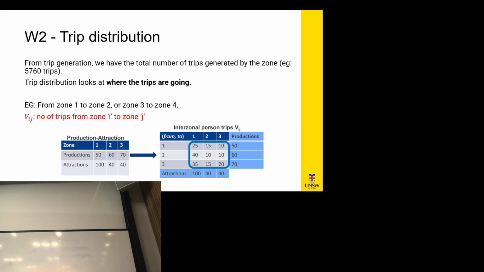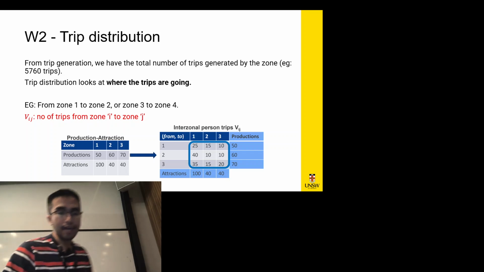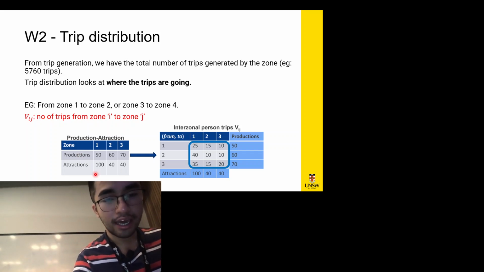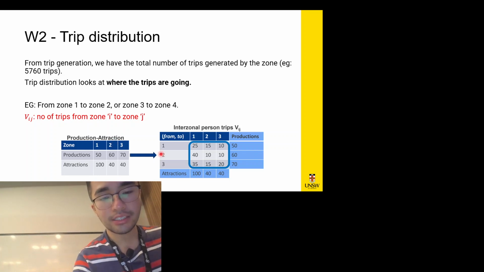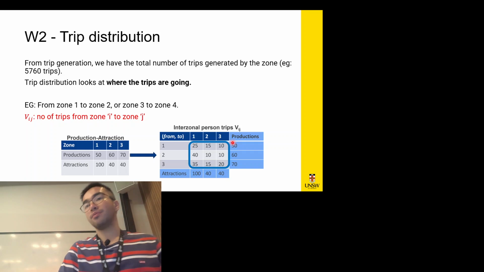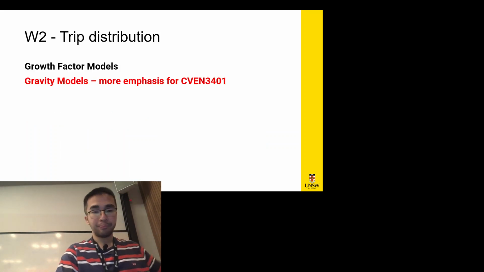So we're looking at, for the left-hand side, which is production/attraction for each, right? So that's trip generation on the left-hand side, okay? And trip distribution is the right-hand side. So where are they going? So what's the trip? How many trips is from zone 1 to zone 2, for example?